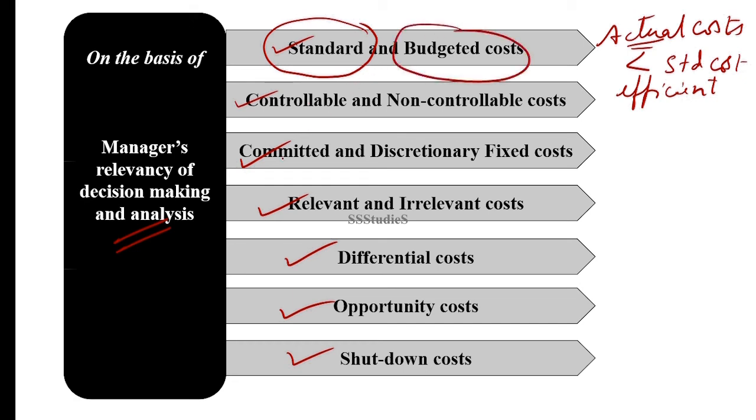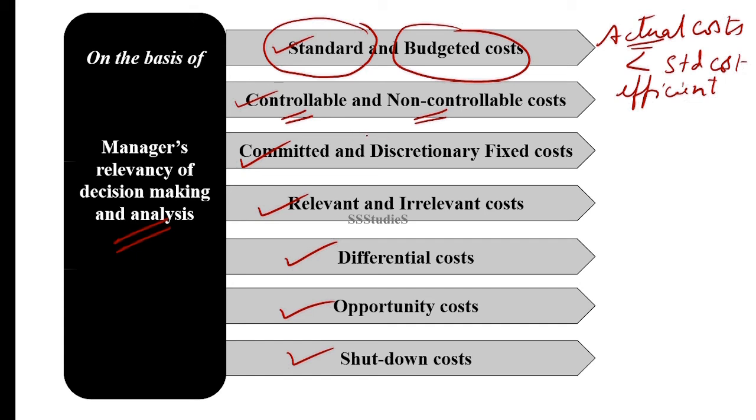Now, budgeted costs, it is an estimate of expenses that the company expects to meet in the future. So the word itself says it is an estimation of expenses, how much the company is planning to spend on a particular item in the near future. That will turn out to be budgeted cost. Going to the next classification, controllable and non-controllable costs.